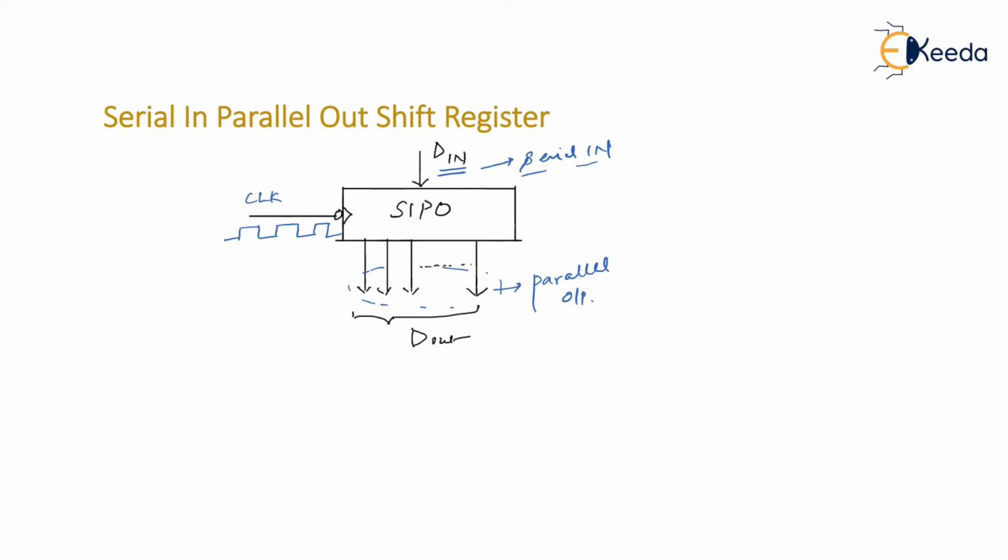The type of triggering can be anything. Maybe in the last type, I have used a positive edge. Here I have used a negative edge. It doesn't matter. It matters only when you are using them as counters. When you are using them as counters, during that only does the type of triggering matter. But here, in case of shift register, the type of triggering doesn't matter.